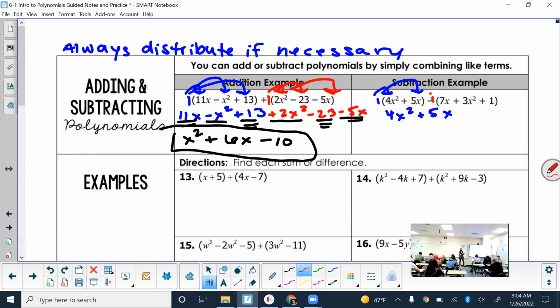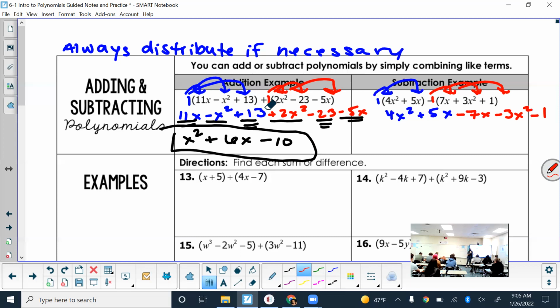A negative 1. And that does change stuff, because you're multiplying negative 1 by everything inside. What's a negative 1 times 7x? Negative 1 times 3x squared, and negative 1 times 1. So when you multiply by negative 1, it changes all the signs inside the parentheses. So that's why you always distribute. Don't skip that step. Don't just drop the parentheses. That's not how it works. That's the biggest mistake kids make on tests, so don't make that mistake.